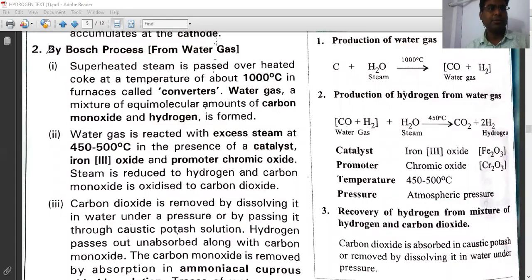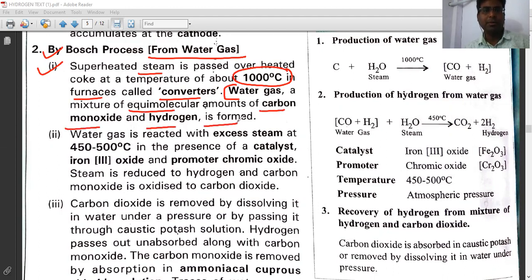Today we will study the Bosch process, or production of hydrogen from water gas. Look at the first point. Superheated steam is passed over heated coke at a temperature of 1000 degrees Celsius in a furnace called a converter. Water gas, a mixture of equimolar amounts of carbon monoxide and hydrogen, is formed.